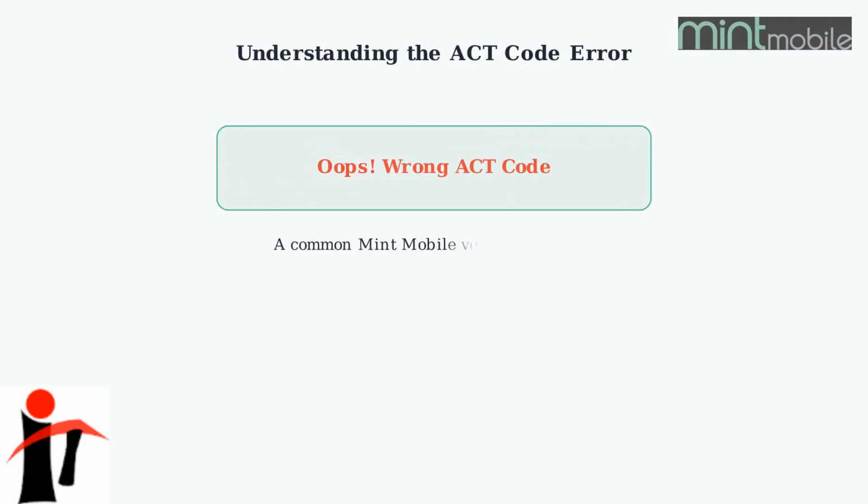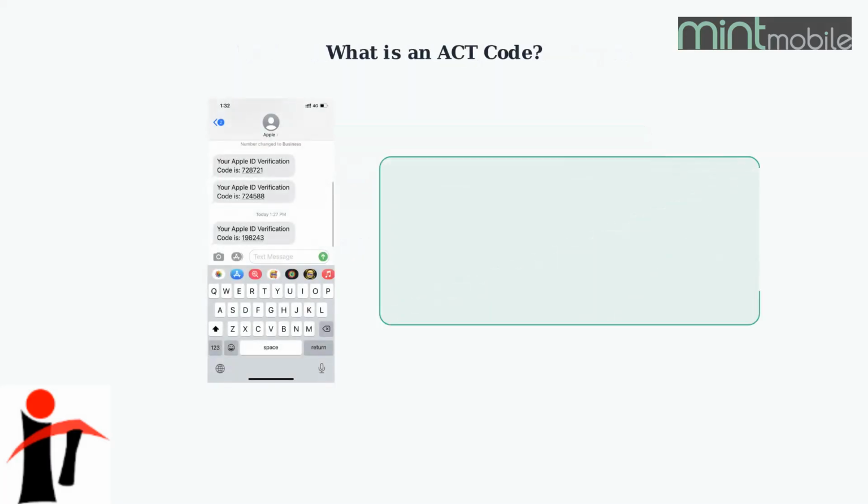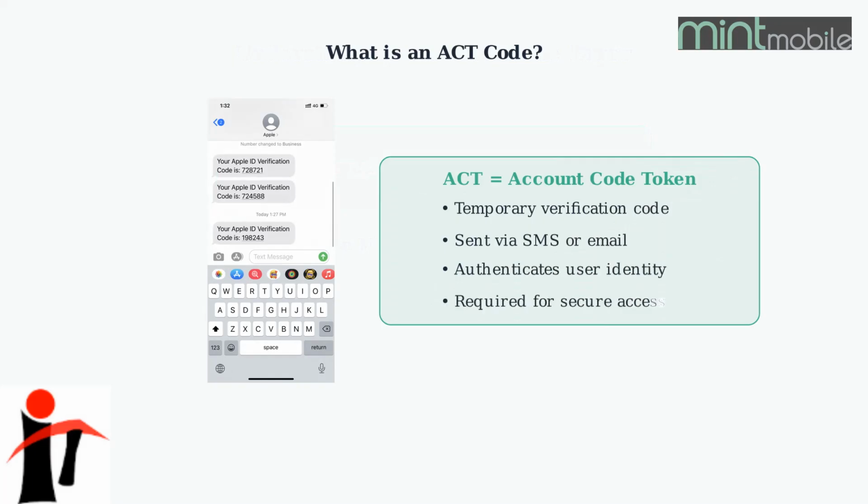The "Oops, wrong seat" code error is one of the most common issues Mint Mobile users encounter during account verification and login processes. An ACT code, or account code token, is a temporary verification code sent via SMS or email to authenticate your identity. These codes are essential for maintaining account security.